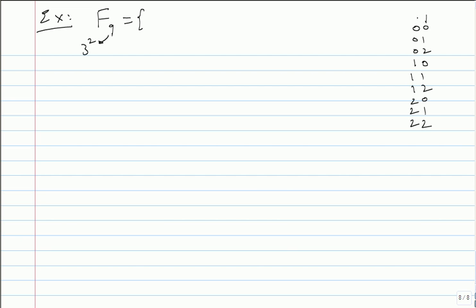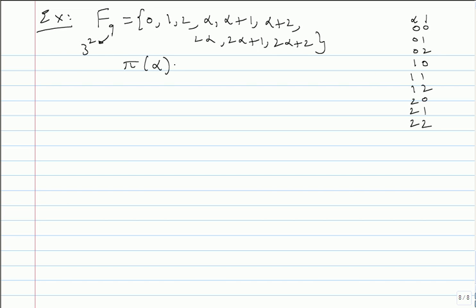I'm going to associate this with 1 and this with alpha. So I would get 0, 1, 2 as it is, then alpha, alpha plus 1, alpha plus 2, then 2 alpha, 2 alpha plus 1, 2 alpha plus 2. All my coefficients have to be interpreted modulo 3, and I can add and subtract very easily, no problem. For multiplication, I would need a pi of alpha, and this needs to have degree 2, and it needs to be irreducible over F3.